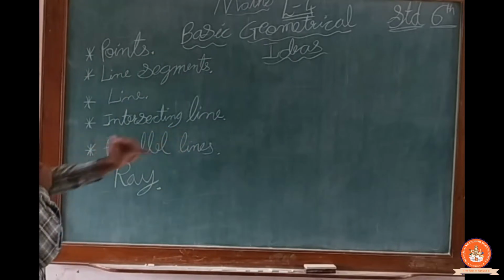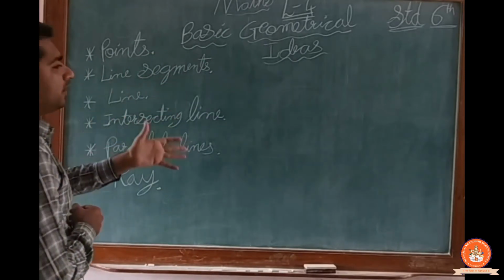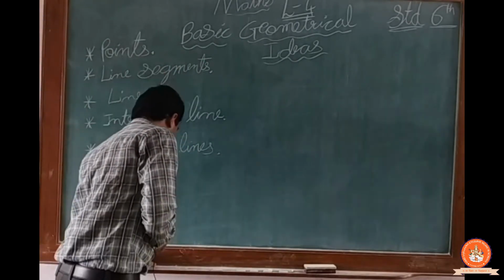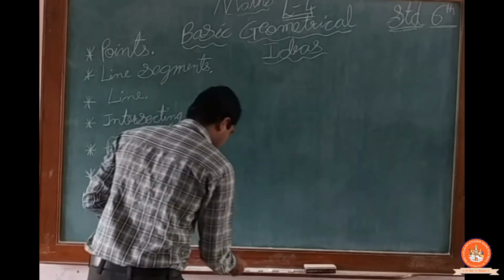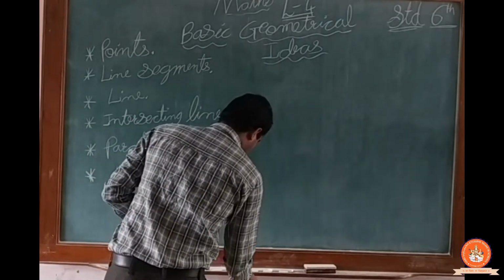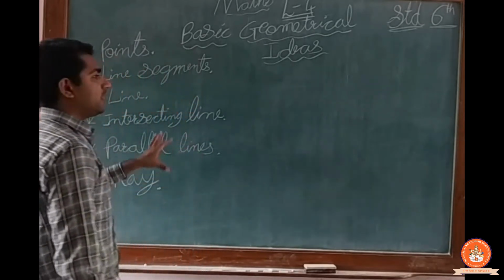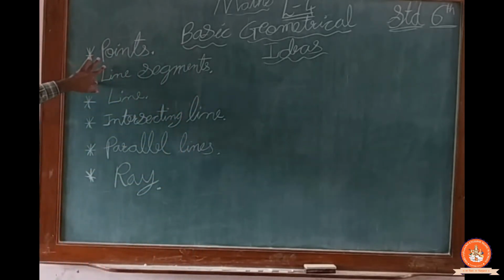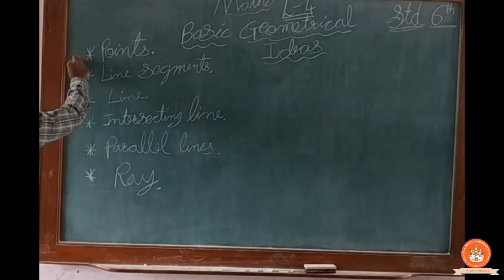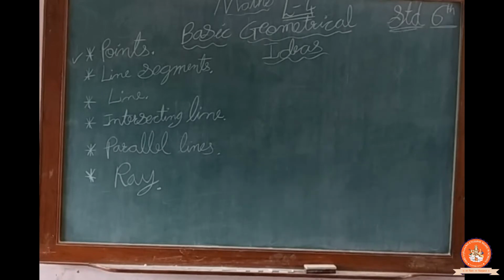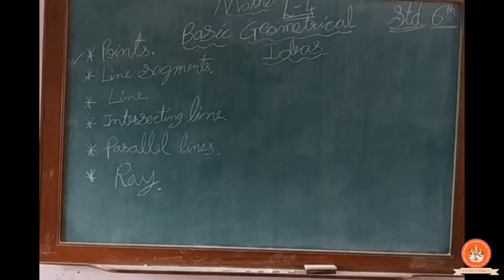Okay, so now let's start the basic geometrical ideas. So what is basic geometrical ideas? In which we have to draw the different shapes. It consists of points, line segment, line, intersecting lines, parallel lines and rays. So starting from first, what is point? If I want to define what is point, how will I define it?